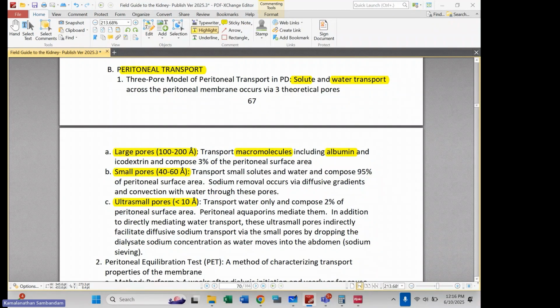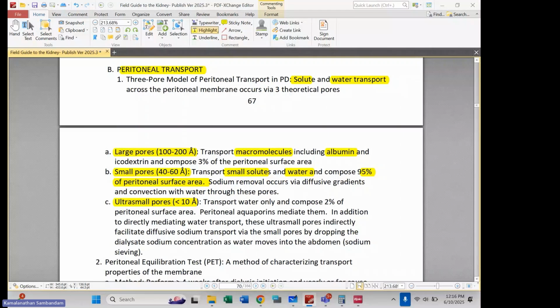Okay, there are small pores, which allow the flux of small solutes and water. This really is the bulk of the peritoneal exchange surface. One can model the bulk of peritoneal transport through these small pores that have this functional size of 40 to 60 angstroms. Okay, sodium flux happens through these pores. Water flux happens through these pores as well.